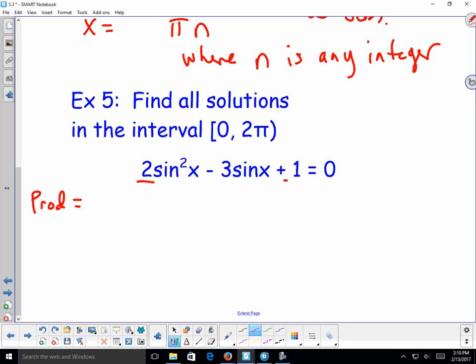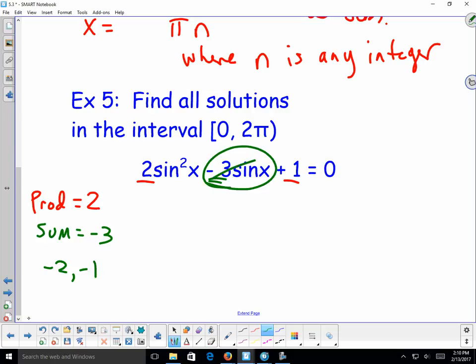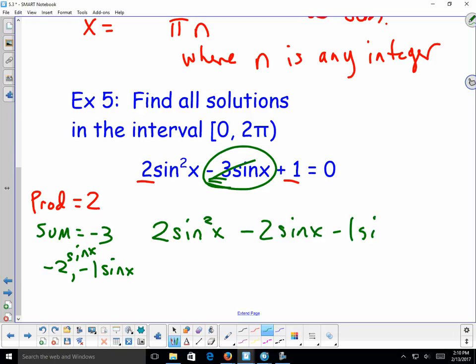Product would be 2 times 1 is 2, and the sum is negative 3. So what 2 numbers will work here in the product sum technique, Sydney? Negative 2 and a negative 1. Do people agree? So we're going to take out this negative 3 sine x and replace it with a negative 2 sine x and a negative 1 sine x. So it's going to look like this. 2 sine squared x minus 2 sine x minus 1 sine x plus 1 equals 0.